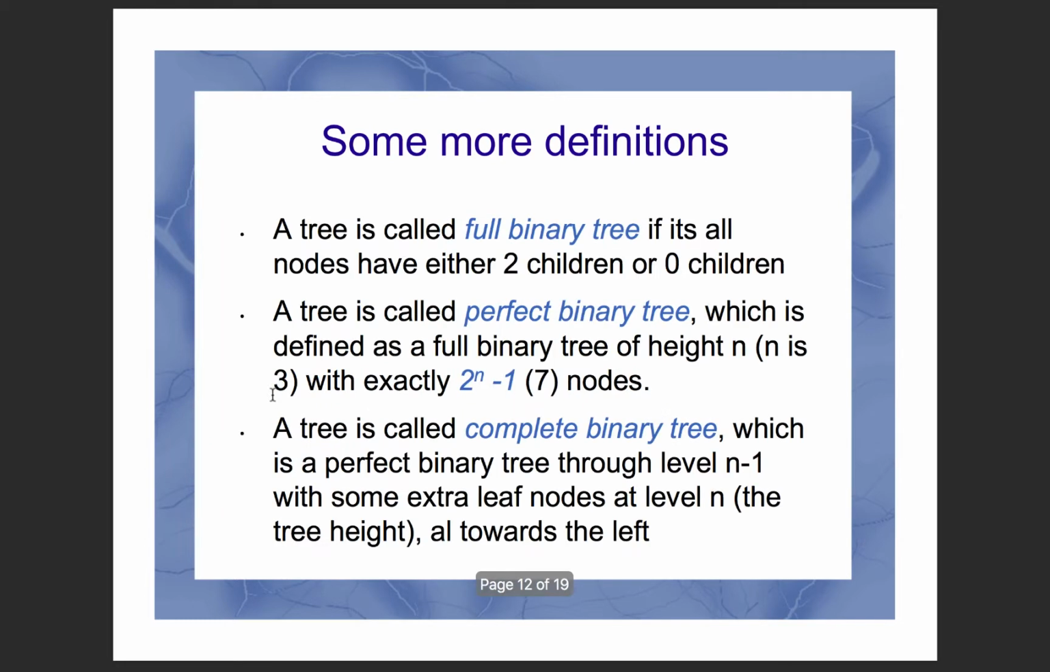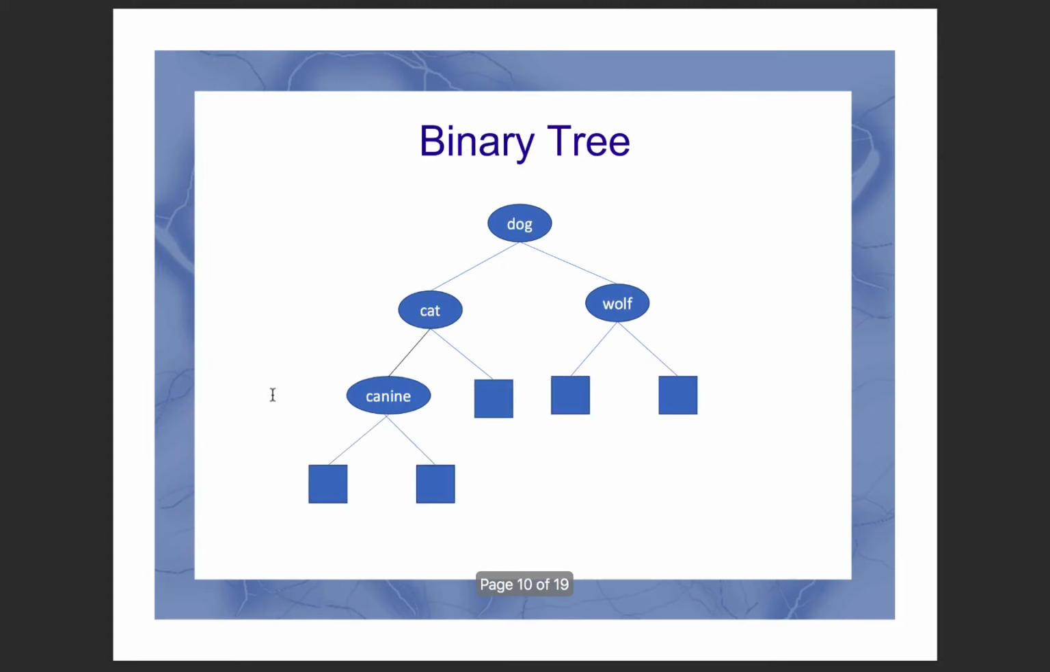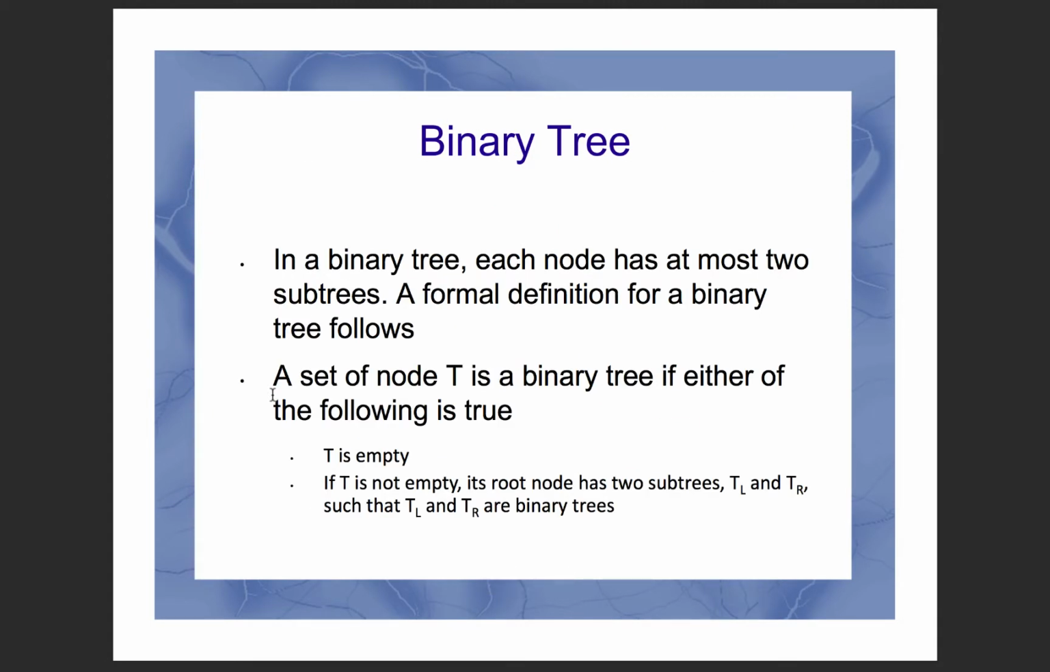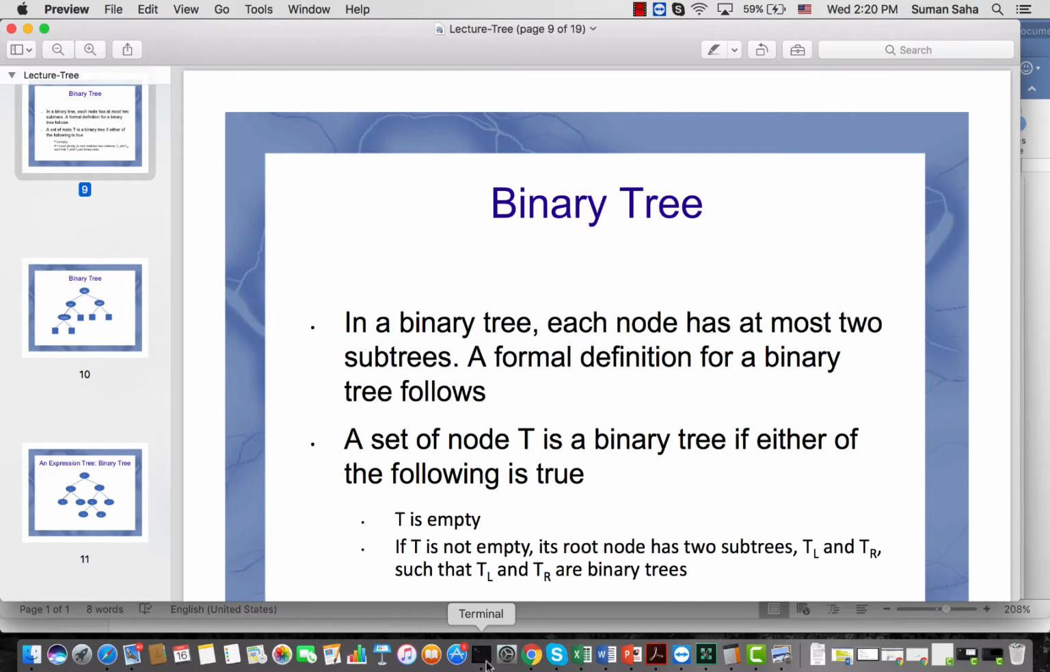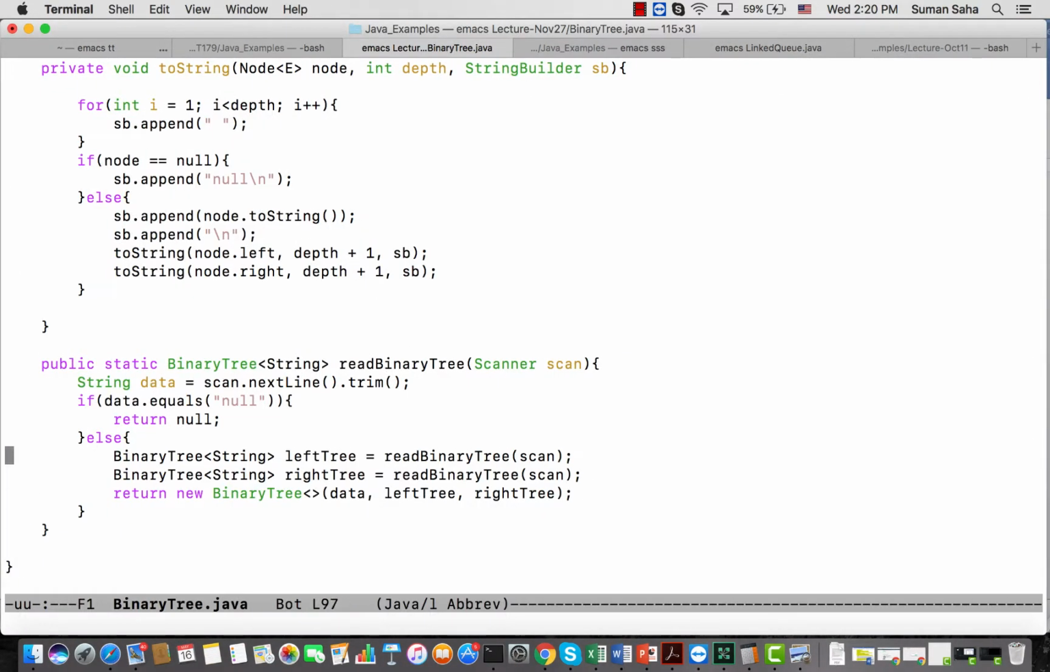So just a little bit of recap. What is a binary tree? A binary tree is a tree that satisfies certain conditions. If the tree is empty, then you can call it a binary tree. If the tree is not empty, then every node of that tree has at most two children. So it might have zero children, one child, or two children, but it never has more than two children. If a tree satisfies these conditions, then you can call it a binary tree. Let's go to the terminal to understand how we can implement a binary tree.